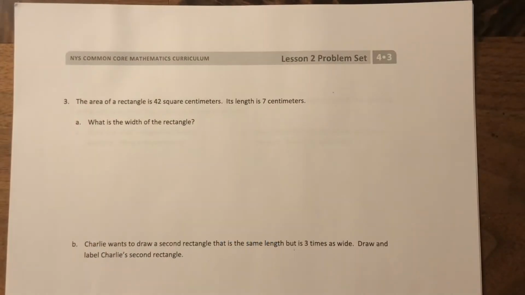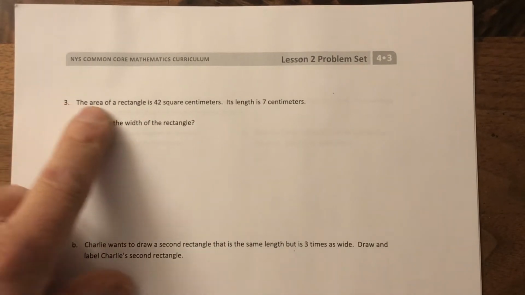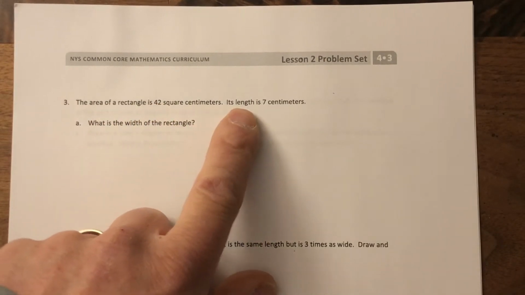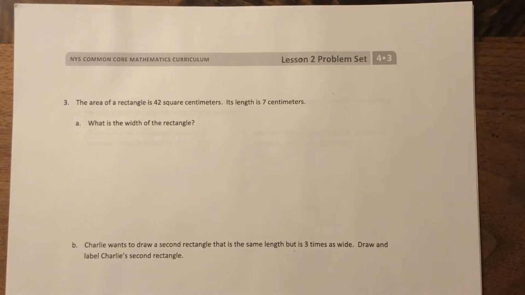All right, so here's the back. All right, I'm at the back of the first page here, okay? So we're gonna do this one together. If you feel courageous enough to do it on your own and then check back in, go ahead. This problem is a little bit different, okay? So let's take a look at it. It says the area of a rectangle is 42 square centimeters. Its length is 7 centimeters, okay?